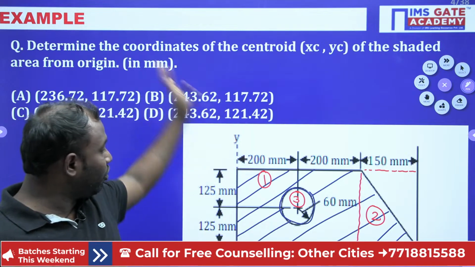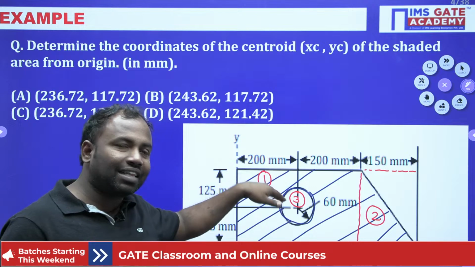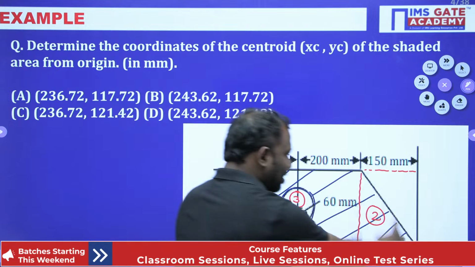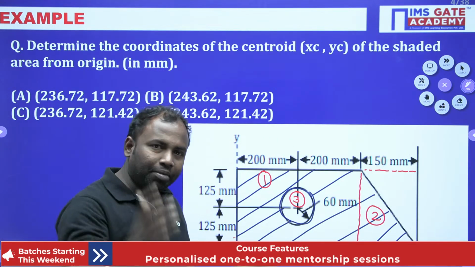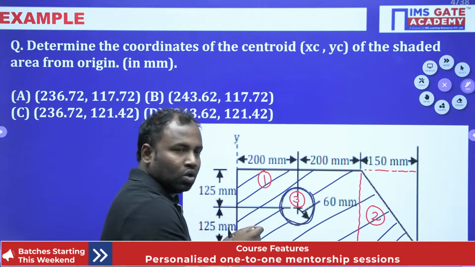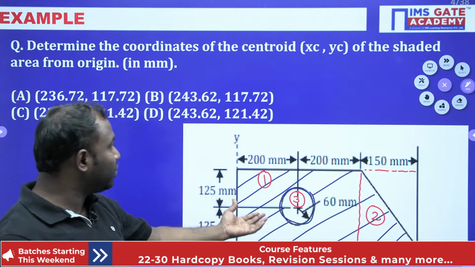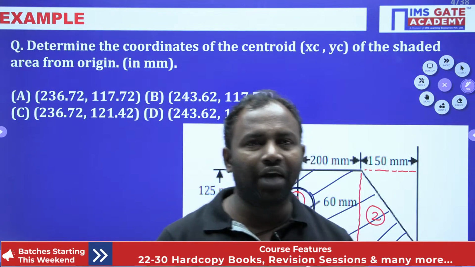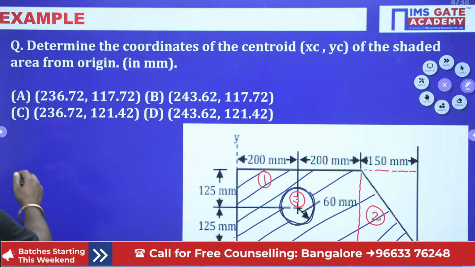Here there is a hole inside the shaded portion, that is why I am taking the rectangle as one part, the triangle as the second part and the circle as the third part. I add 1 and 2 and then deduct 3 from them, so that I get the centroid of the given shaded portion. Hope you understand everybody, right. Now let us calculate A1.